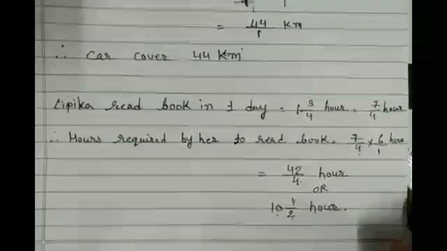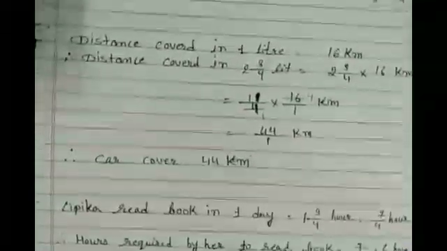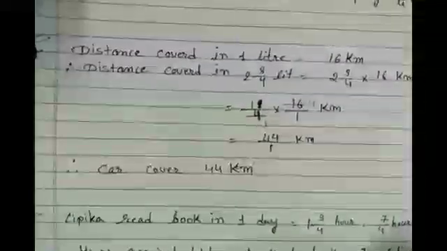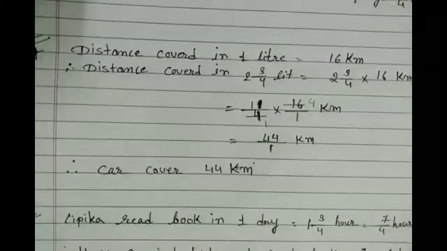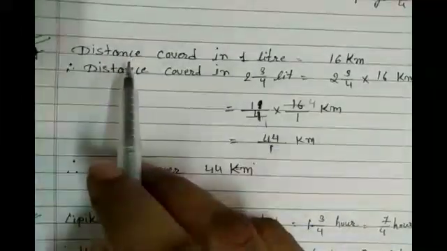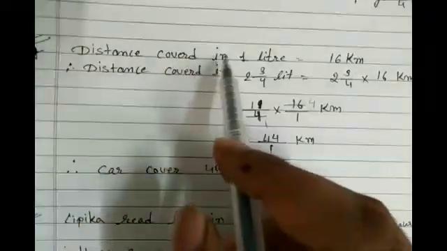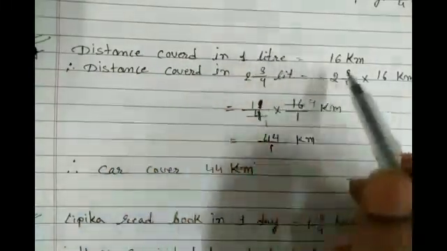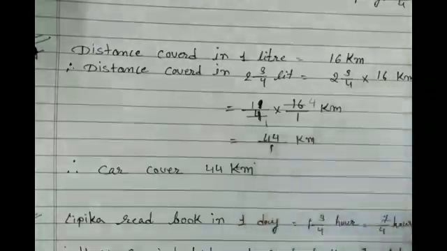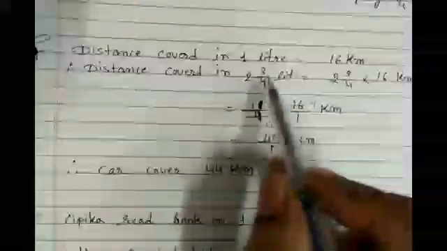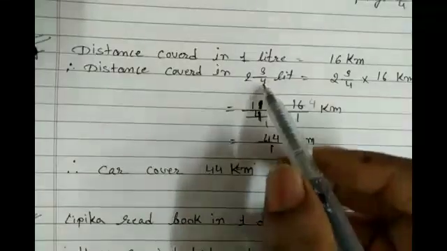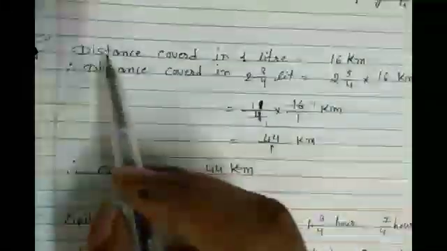Now see sum number 7. In the question it is given that a car covers a distance of 16 kilometers in 1 liter of petrol. It means in each liter the car covers 16 kilometers. We have to find out the distance covered by the car in 2 3 upon 4 liters. So we see the solution.